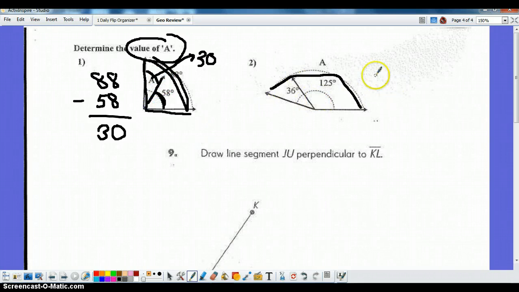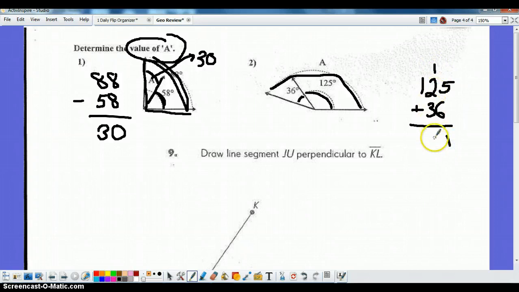Same difference here, except you're doing something different. I need to find the full length of A. Well, I'm given this angle measure and this angle measure. In this case, I don't subtract, but I add. 125 plus 36. 5 plus 6 is 11. 3 plus 3 is 6. And 1. So angle A is 161 degrees.